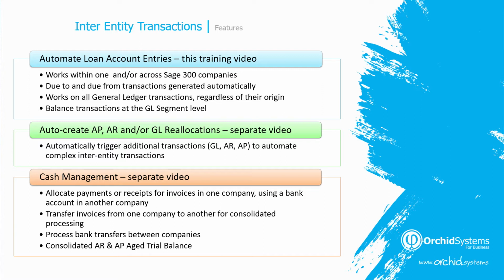You can transfer invoices from one company to another company for consolidated processing. And you can process bank transfers between companies. There's also an AR and AP consolidated age trial balance. The triggers and the cash management is covered in a separate training video.